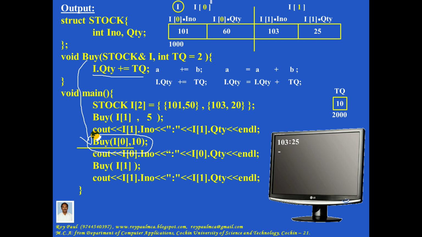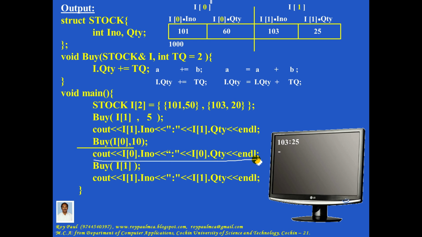So control comes back here. When the control comes back here, point to remember: the parameter names I and tq do not exist. So this does not exist and this does not exist. That is removed. This one should be removed. Yes. Now after that it goes to the next line.